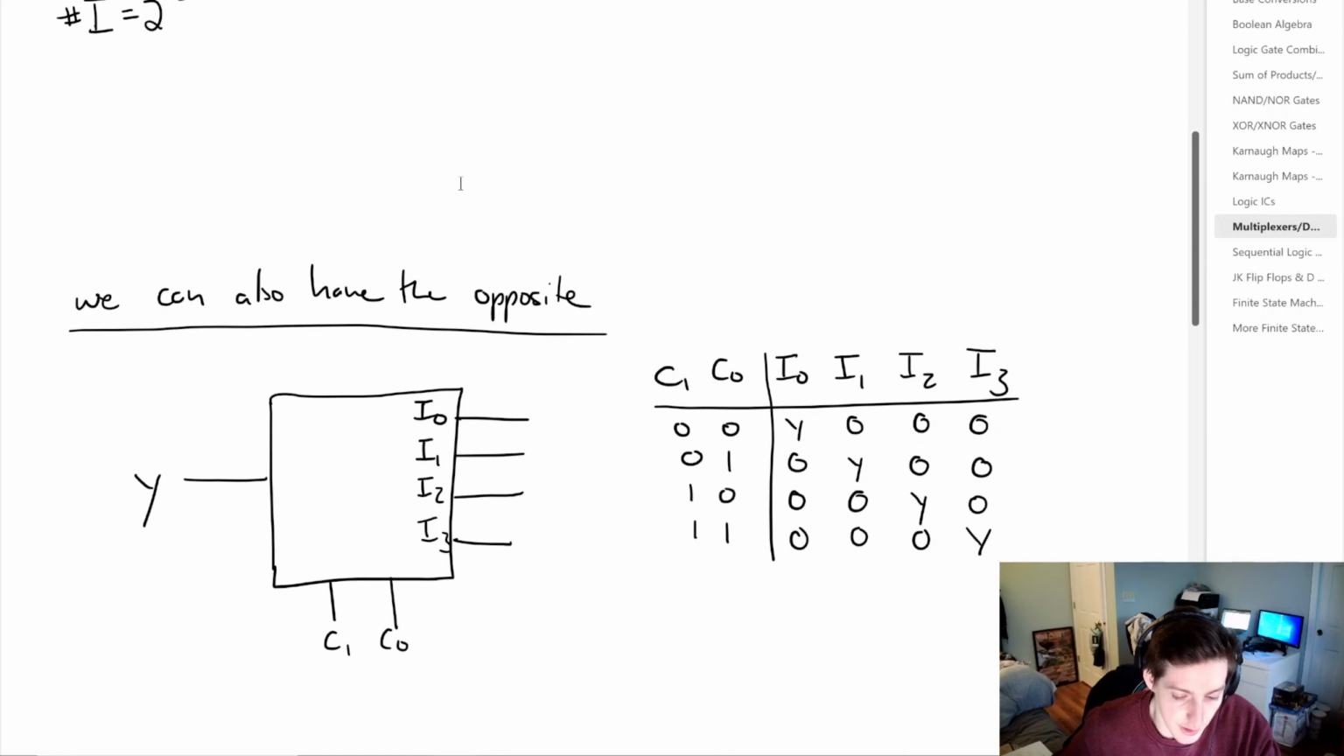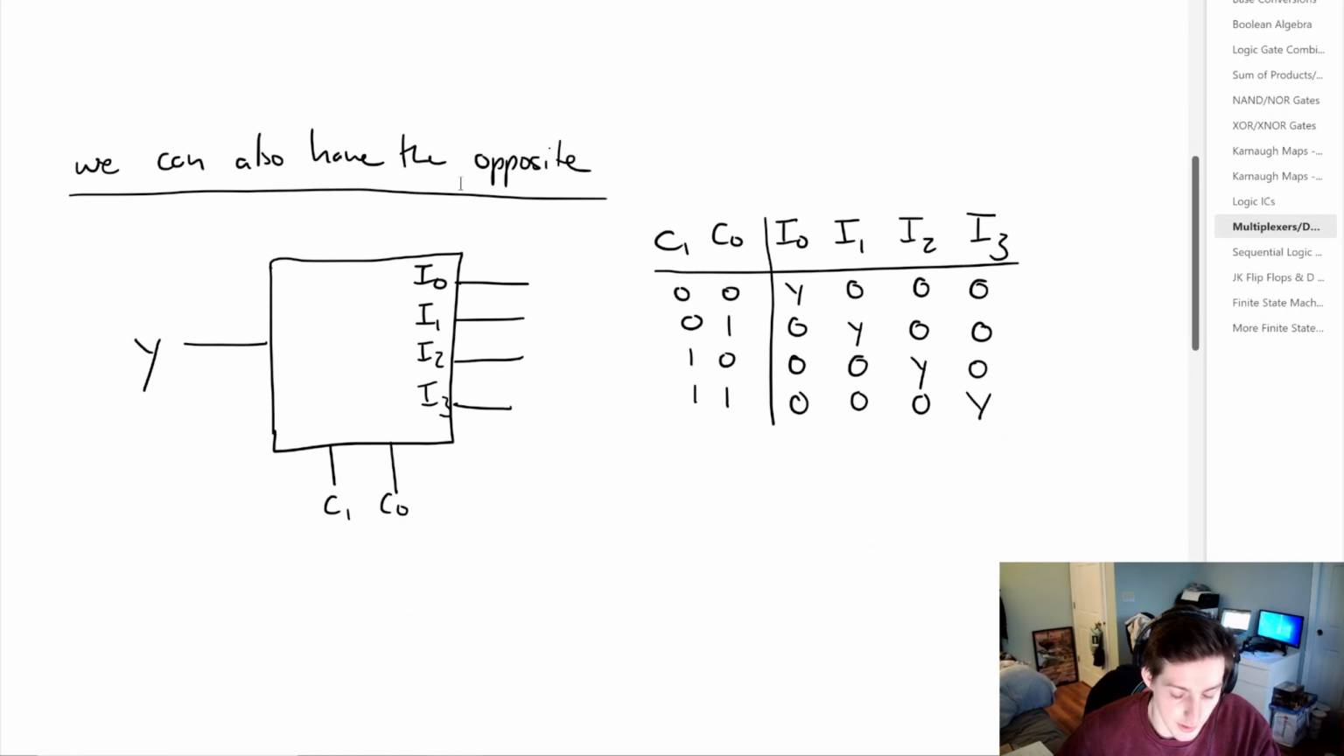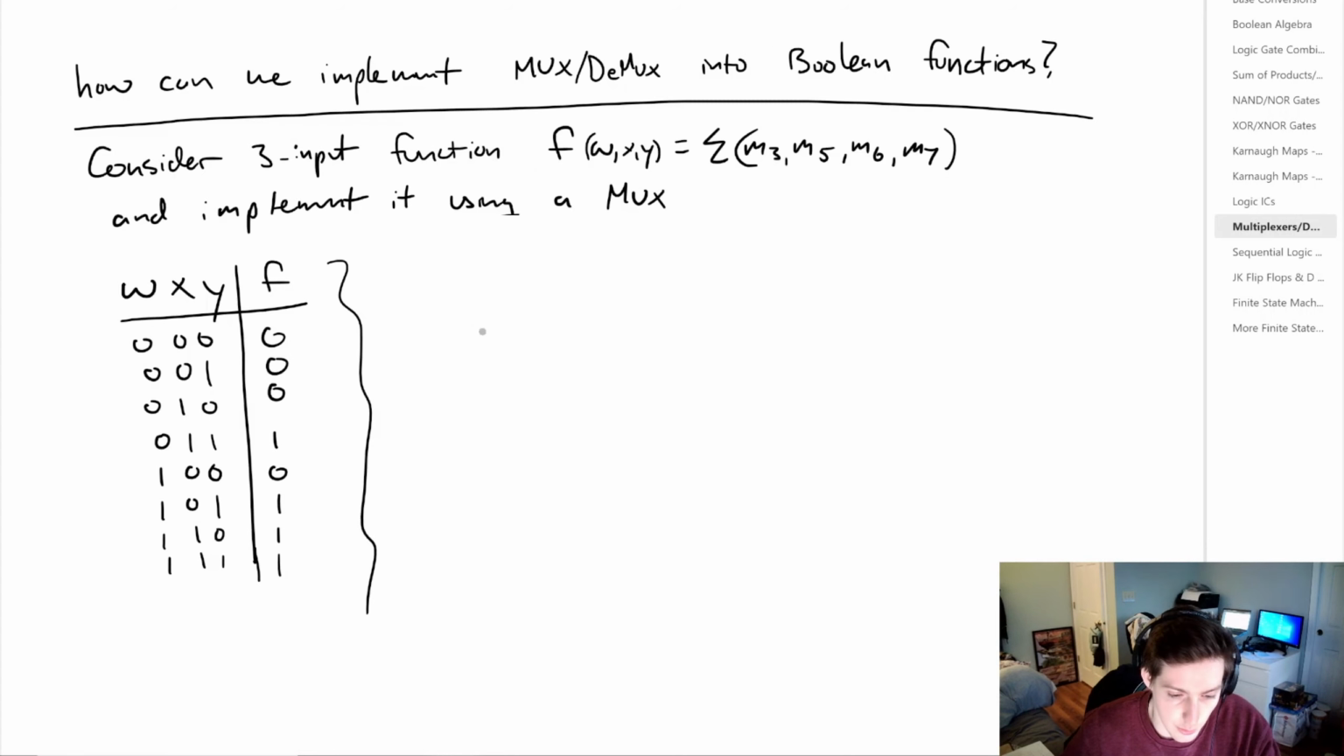Now we can have the opposite, where we have an input, and we can have 2 selectors, and based on the combination of the selectors, it will determine which output receives the input. This is what we call our demultiplexer or DEMUX.